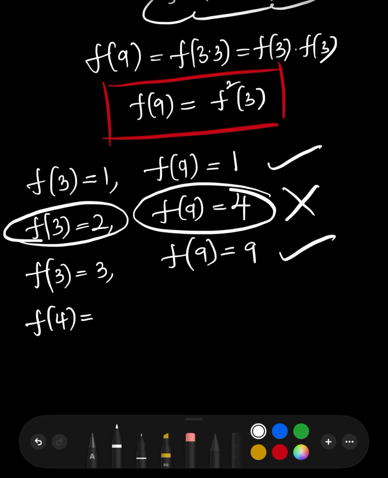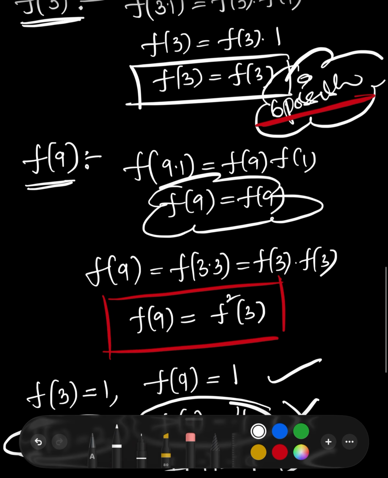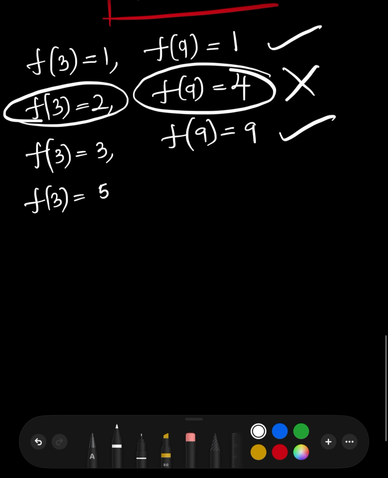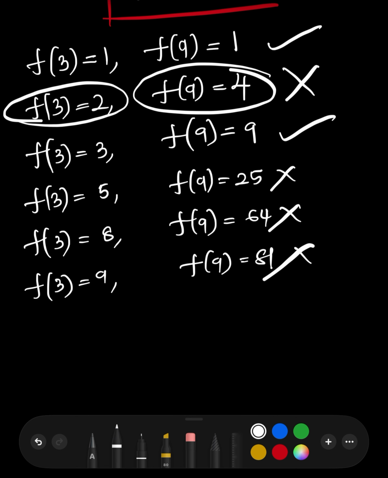Now move on to the next number, f of 4. Suppose f of 3 equals 4, we won't consider it. Next numbers are 1, 2, 3, then 5, 8, 9. So suppose f of 3 equals 5, then f of 9 equals 25. 25 is not there. Then f of 3 equals 8, f of 9 equals 64. 64 is also not there in the domain given set A. Then if f of 3 equals 9, then f of 9 equals 81. So this is also not there.